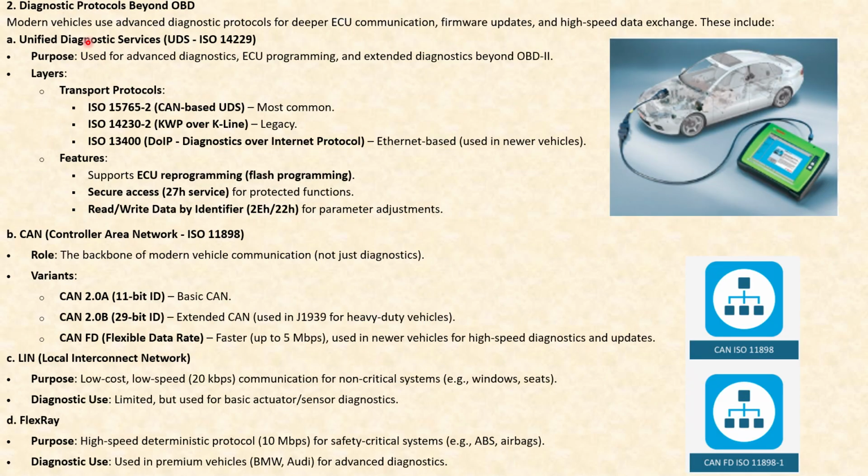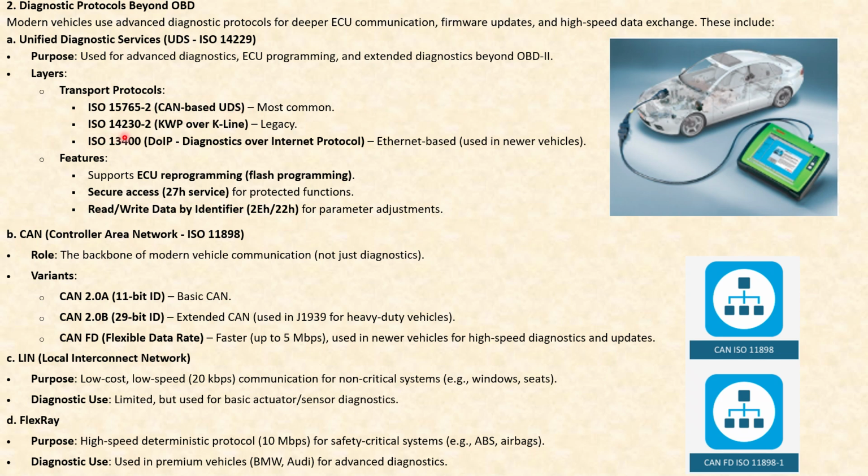Now coming to the diagnostic protocols beyond OBD. Modern vehicles use advanced diagnostic protocols for deeper communications, firmware updates, and high-speed data exchange. These include Unified Diagnostic Services (UDS) ISO 14229, used for advanced diagnostics, ECU programming, and extended diagnostics beyond OBD-II. And what are the various transport layers? The first transport layer is ISO 15765-2. It is a CAN based UDS and this is the most common.